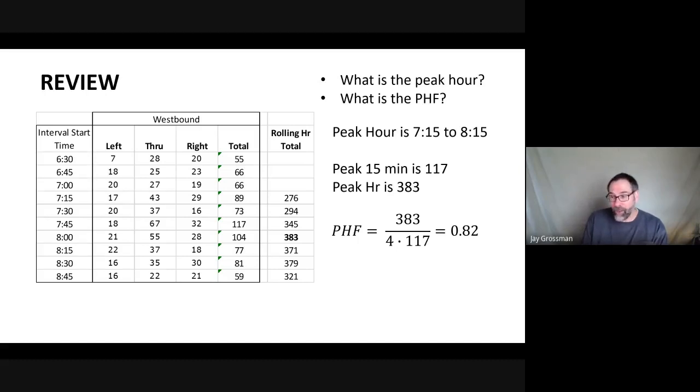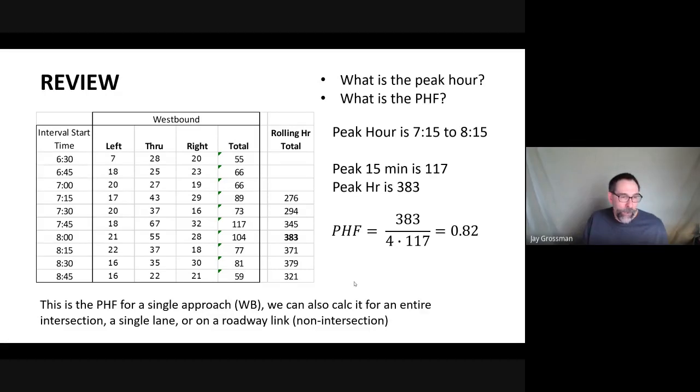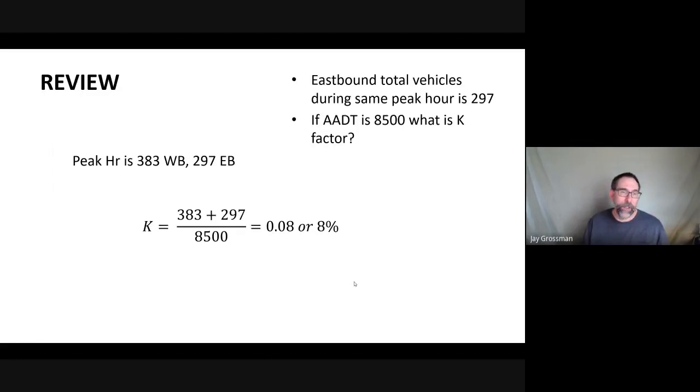A normal factor would be more like 0.9, 0.92, right? So that's a normal peak hour factor, and that's for a single approach. You could also do it for all the approaches on the road and combine them all together into all four approaches. It's a standard intersection, and you could do a peak hour factor that way as well.